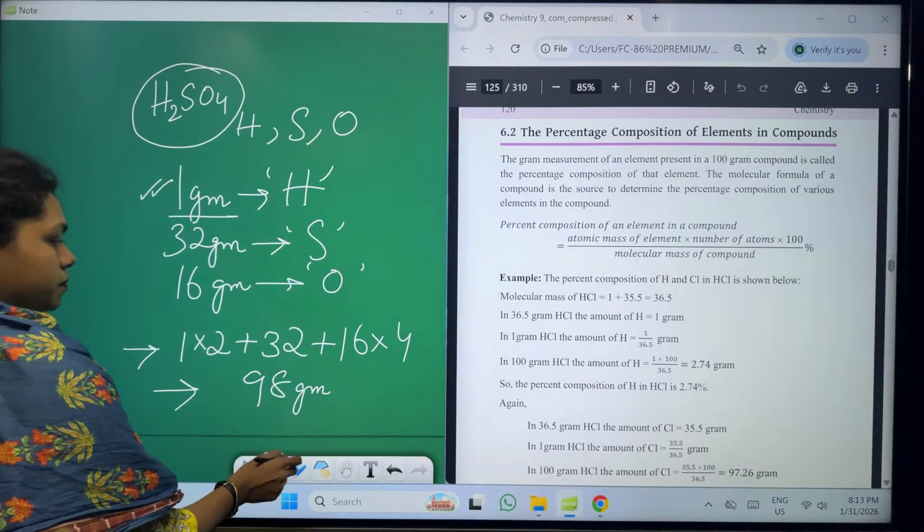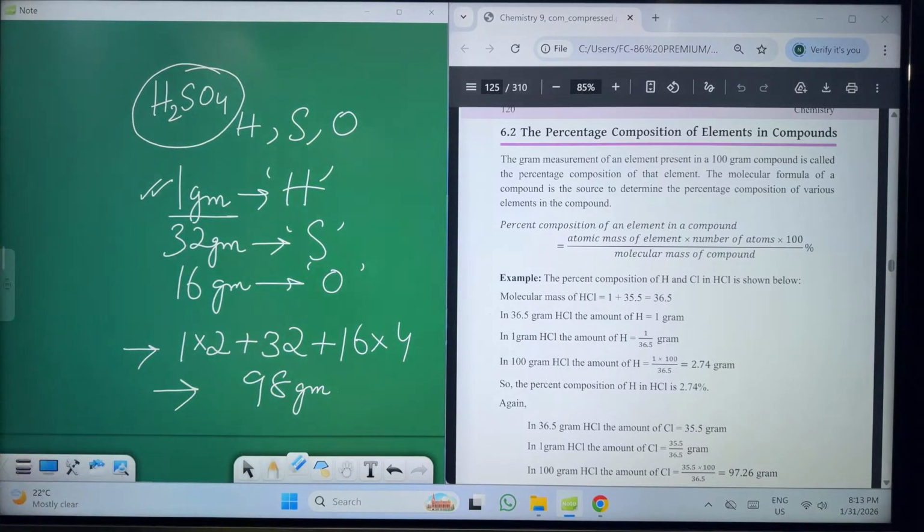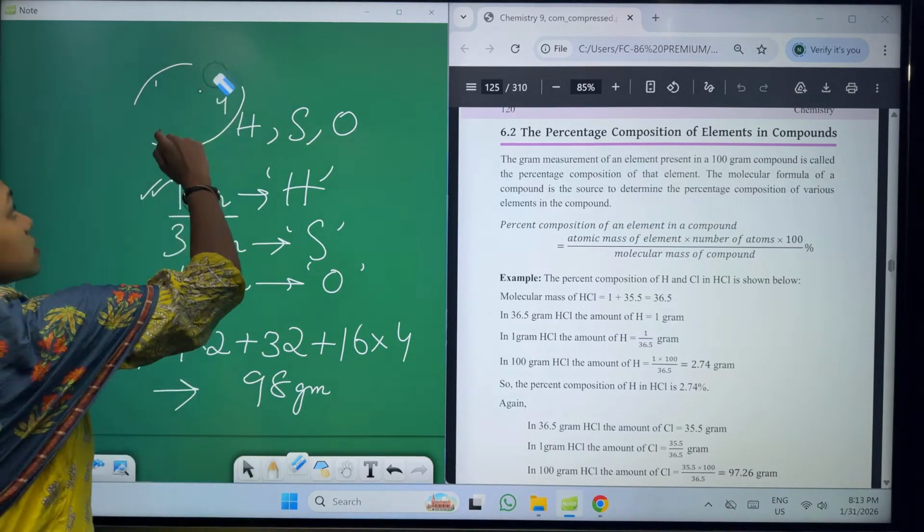Okay, I'm going to erase this. Okay, you can take a screenshot if you want to. Now I'm going to erase this.